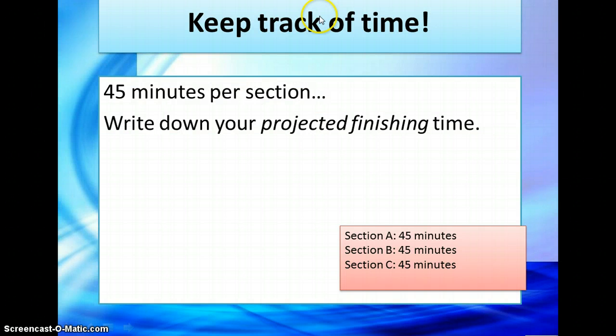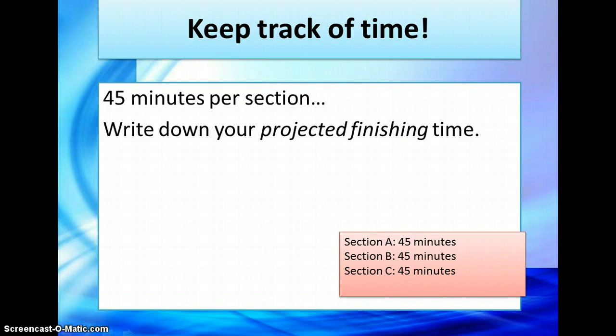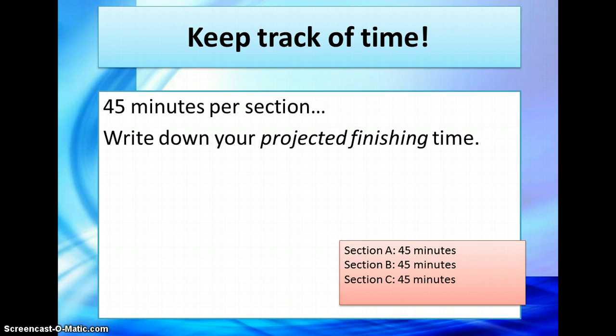Right. Most important thing probably for you to remember is to keep track of your time. Many of you will remember from your mock exam that you found that difficult. You have 45 minutes per section. Now, you open up the exam, you begin, you see that you have 45 minutes for section A. There will not be anyone telling you, section A is now finished, go to section B.